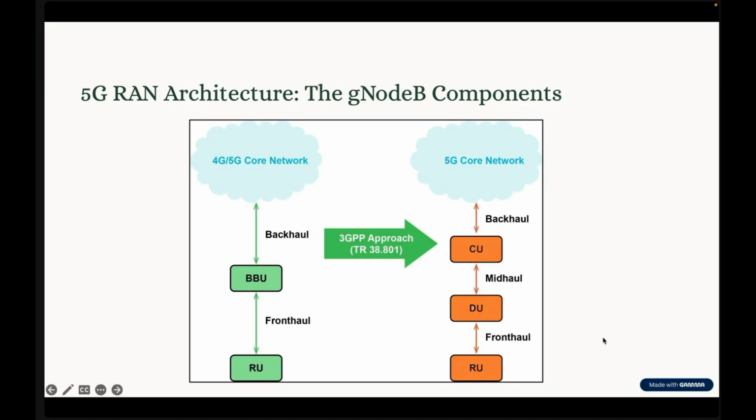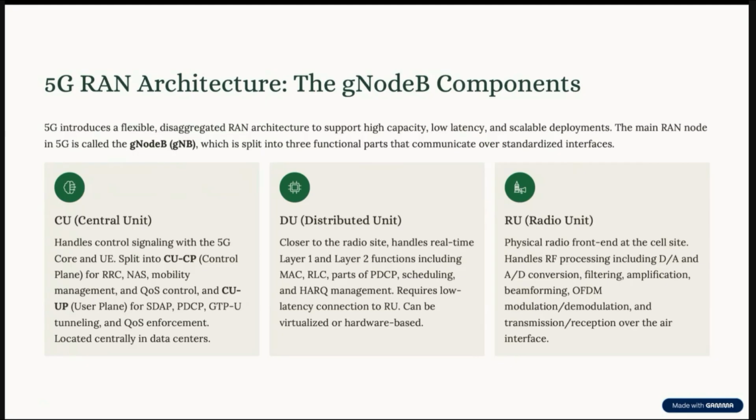So fronthaul, this is the first point of entry in the network, the radio unit. Fronthaul comes between the radio unit and the distributed unit. Midhaul is the part that comes between the distributed and the central unit, and the interface that connects the central unit towards the core is the backend portion, backhaul.